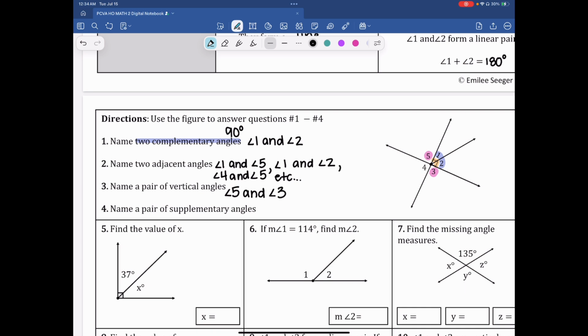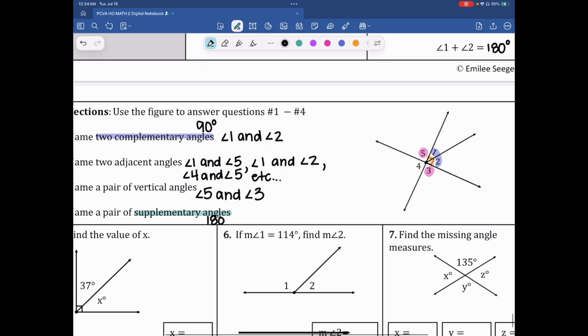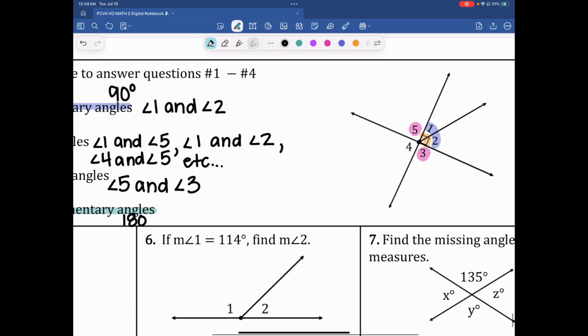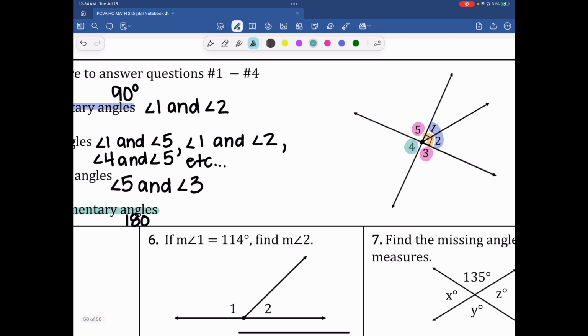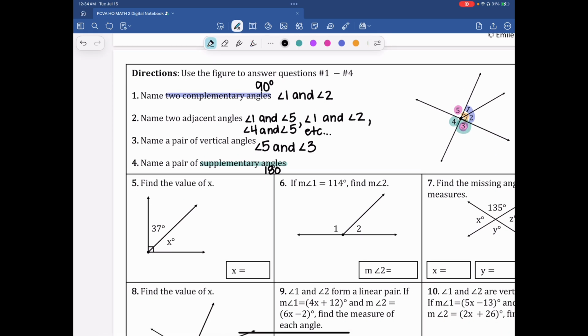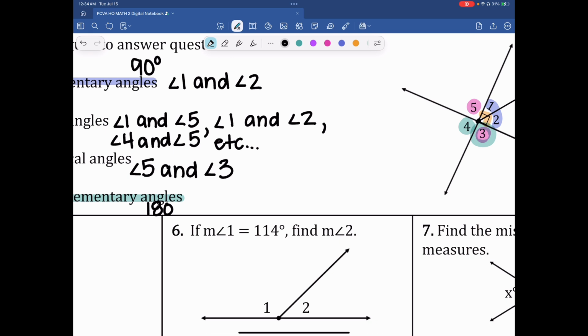And then we want to name a pair of supplementary angles. So remember, supplementary angles simply mean 180 degrees. For a pair of supplementary angles, we would be looking for two angles that when added together give me 180. So we could say 4 and 5, we could say 4 and 3. Technically we could say angle 1, angle 2, angle 3, but because it said a pair, I'm just going to stick with two of them. So angle 4 and angle 3. But again, we could say a bunch of different combinations.